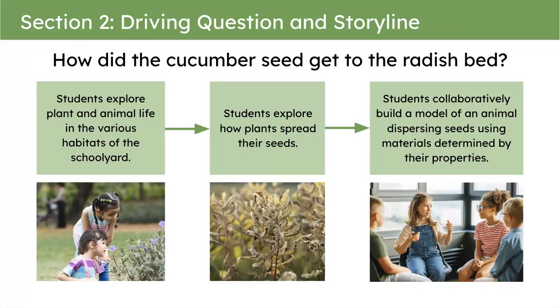Section 2 engages students with the driving question of how did the cucumber seed get to the radish bed? Students investigate various habitats around their school and the plants and animals living there. They then explore how plants spread their seeds and finish this section by collaboratively building a model of an animal dispersing seeds. We'd love to see your student models.